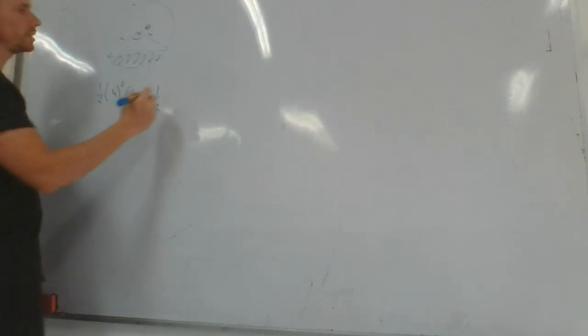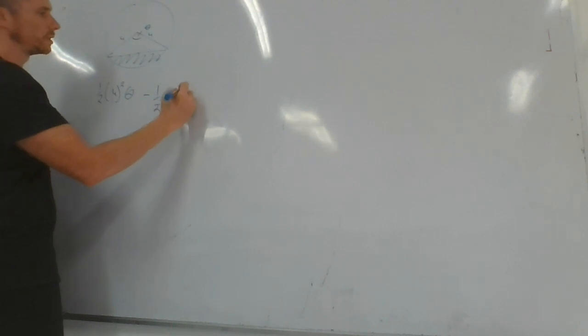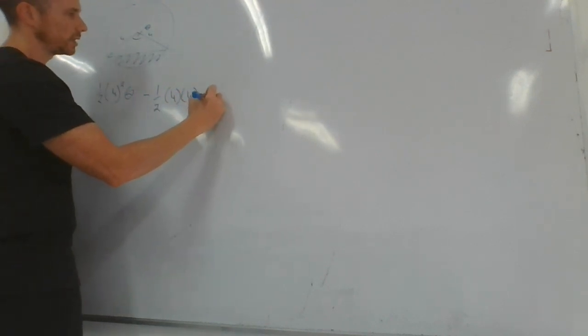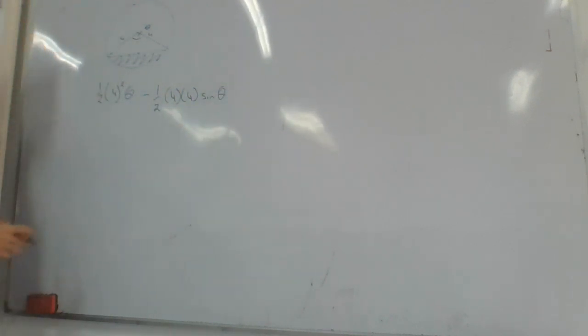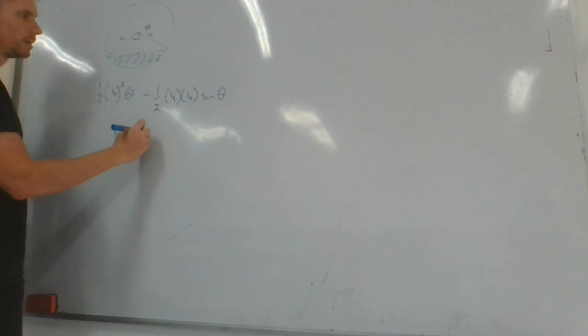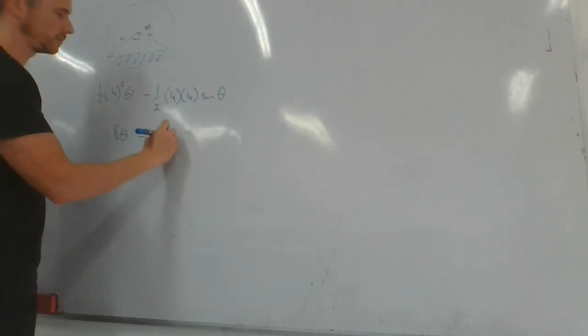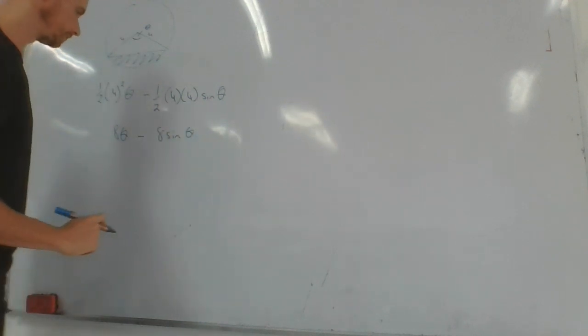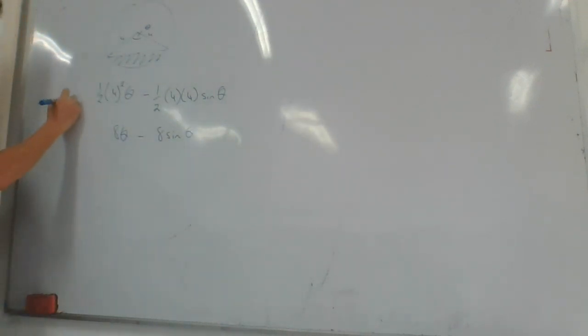Now this, you can just use trigonometry, a half AB sine C. So a half 4 times 4 sine theta. We don't know what theta is, we can tidy that up. 4 squared is 16, half of that is 8, so we have 8 theta. 4 times 4 is 16 as well, half of that is 8, and we have 8 sine theta. Beautiful. Alright, so that's part A done. You could tidy it up a little bit, but it's unnecessary.